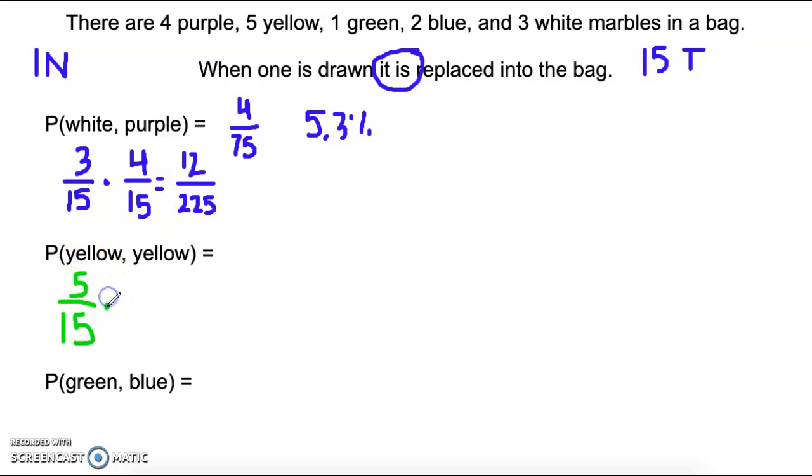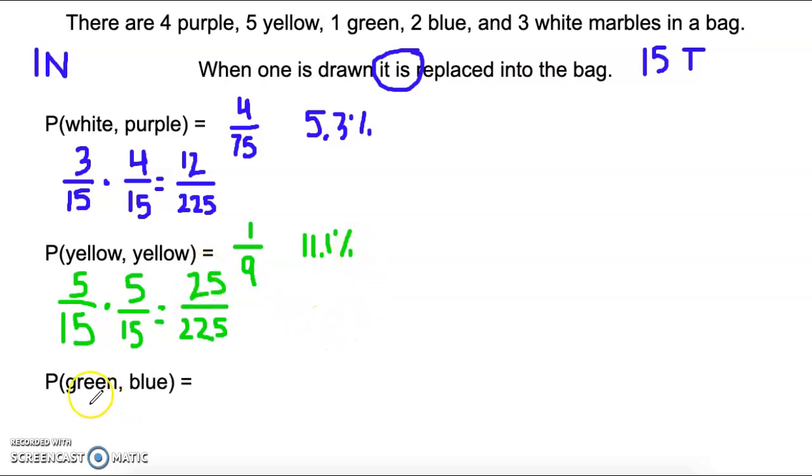Then even if we did draw a yellow marble, that yellow marble is going back in the bag. So there would still be 5 yellow marbles in the bag, and there would still be 15 total marbles in the bag. Then we just multiply. 5 times 5 is 25. 15 times 15 is 225. To simplify, those can both be divided by 25, and we get 1/9. And then again, use your calculator for the percent. This one is 11.1%. Sorry about my writing on this, guys.